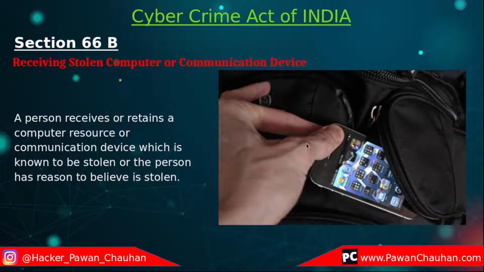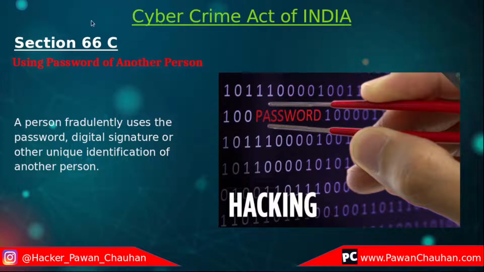Then section 66B, that is receiving a stolen computer or communication device. If a person uses any stolen device for communication, then the person is charged under 66B, that is receiving a stolen computer or communication device. Next section is section 66C, that is using the password of another person. If a person uses the password, digital signature or other unique identification number of another person, then the person is charged under 66C, that is using the password of another person.